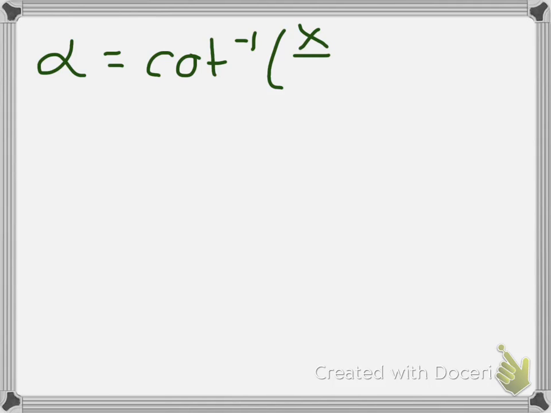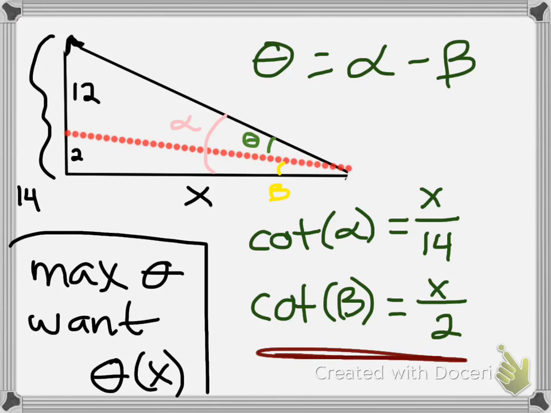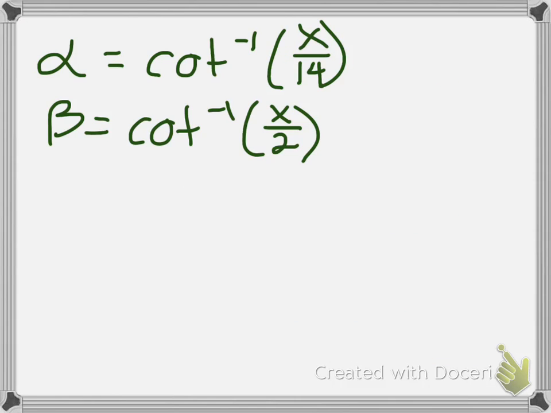So I'm going to rewrite both of those to say alpha equals cotangent inverse of x over 14, and then beta would equal cotangent inverse of x over 2. All that I did here was take those two angles, the way those were written as cotangent of an angle, and rewrite that to be the angle equals cotangent inverse.